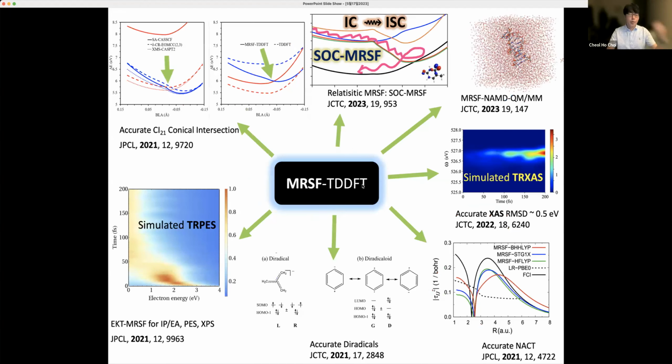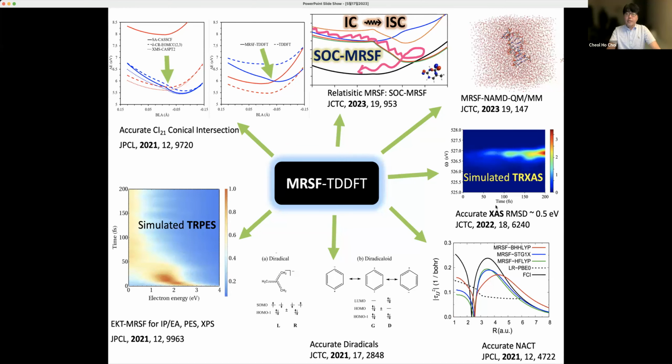Okay, after that, we've been trying to check many other cases. Here, Toby helped us a lot, so that now we have a relativistic version of MRSF, so that you can calculate spin-orbit coupling. It looks like it's very accurate, and we were also able to combine the MRSF with the NAMD code, so we can perform that.